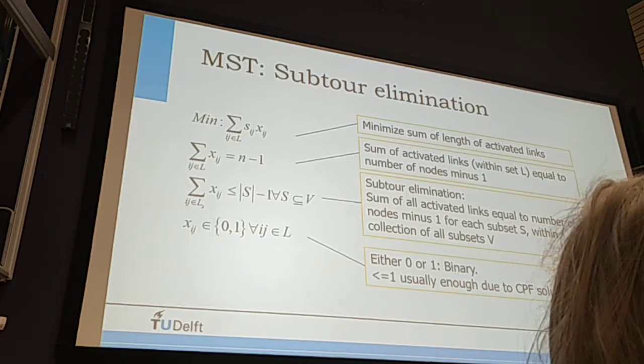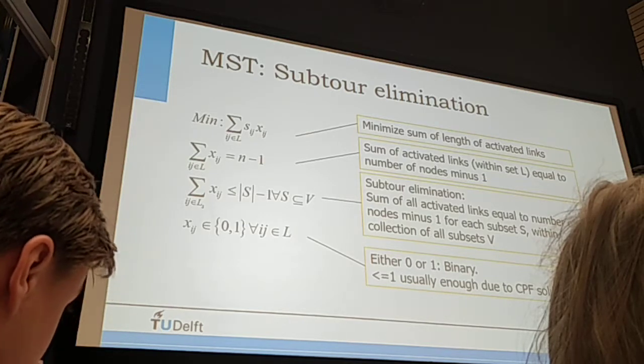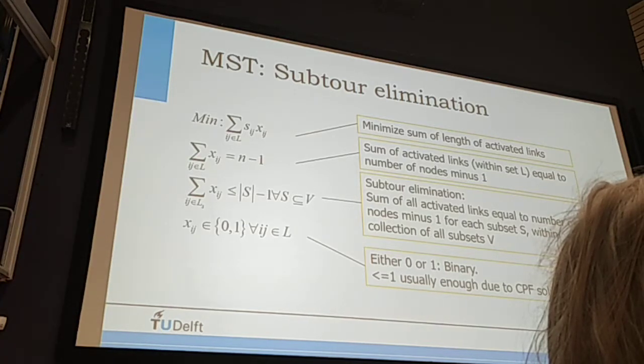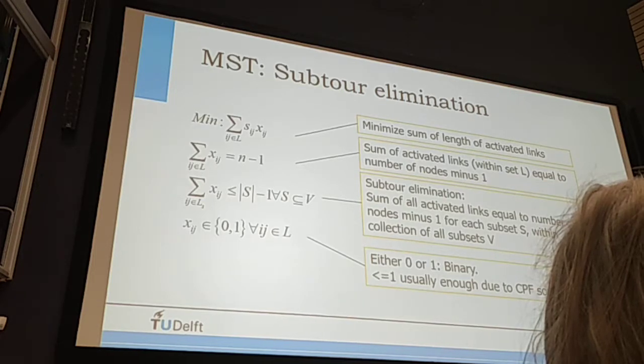So the rest is still the same, so we still have to minimize the sum of activated links. We still have to make sure that n minus 1 links are activated. Actually, the new constraint will already enforce that. And X is, well, binary 0, 1. But in this case, because we're looking for a corner point solution, we don't need to define a binary, because it always has to be 0 or 1 if it's a corner point solution.